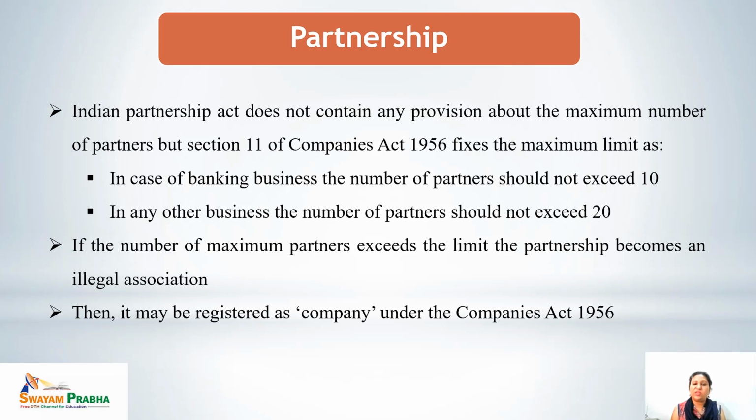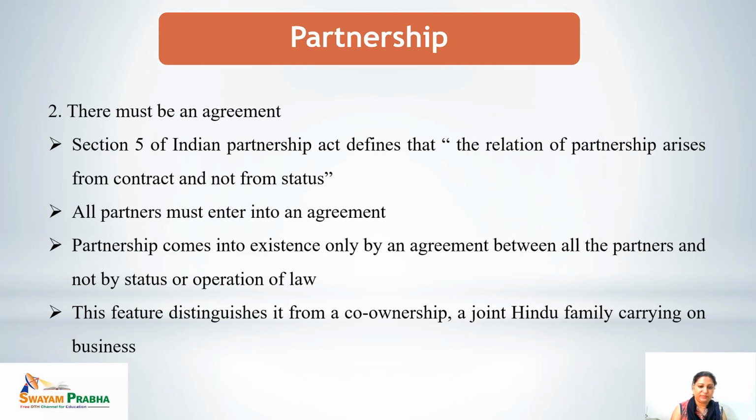But according to Section 11 of the Companies Act, if this number exceeds in any partnership, it would become an illegal association, and if the partners still want to continue with the business, they may register this partnership as a company under the Companies Act 1956. It would not come under the Partnership Act. That means, in short, the Partnership Act doesn't define the maximum number of partners, but Section 11 of the Companies Act 1956 defines it as 10 in case of banking business, 20 in case of any other business.